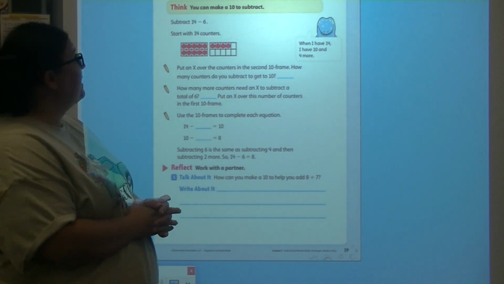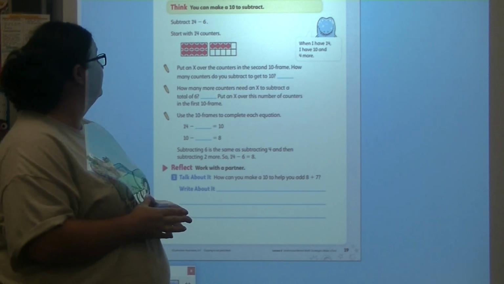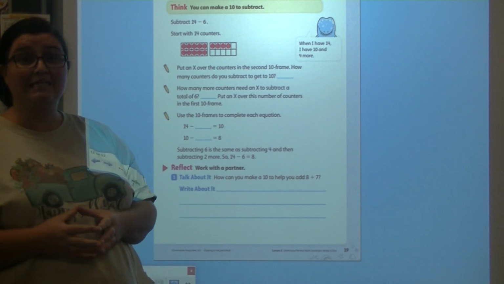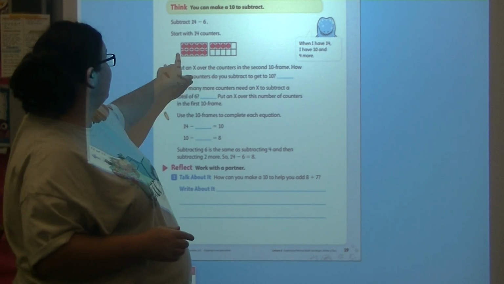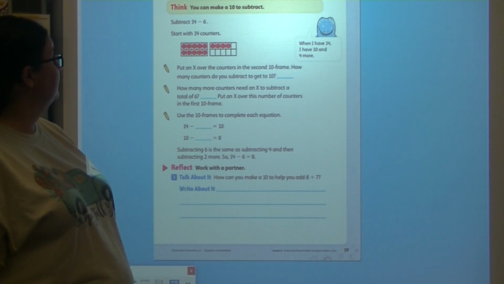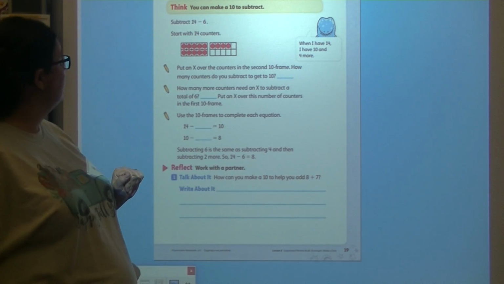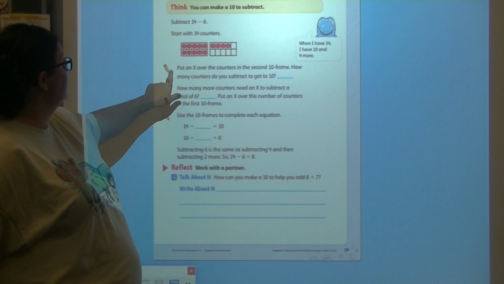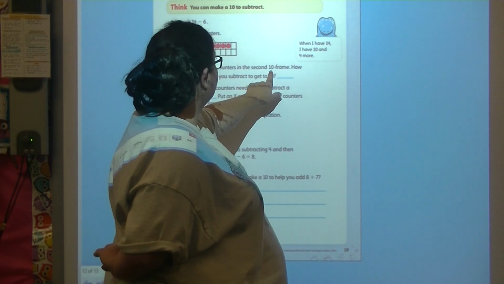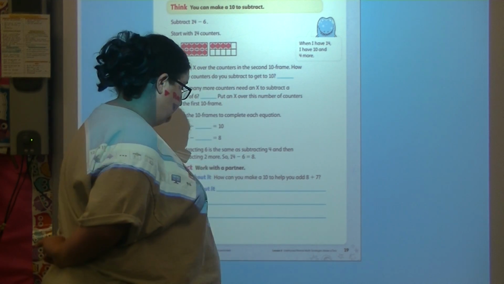Now we can also make a group of 10 to take away or subtract. So we have 14 minus 6. So we have 10 and 4 more makes 14. So 10 and 4 is 14. It says put an X over the counters in the second 10 frame. So I am going to X these out.